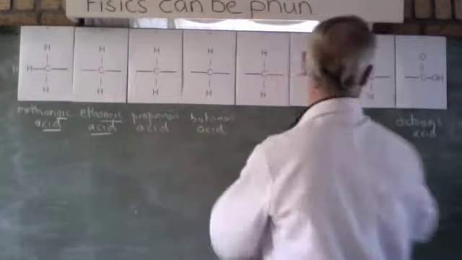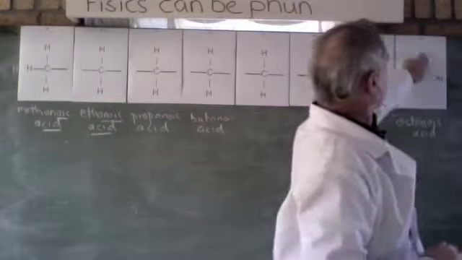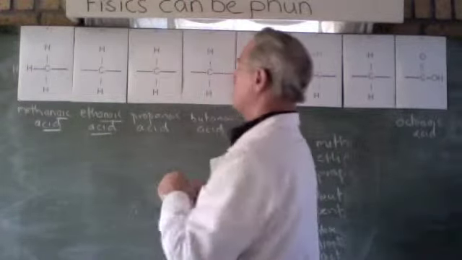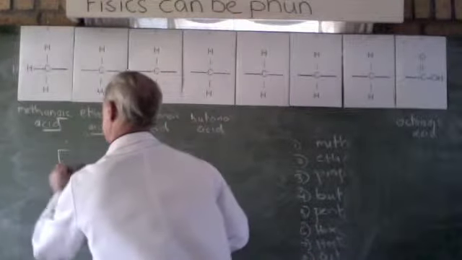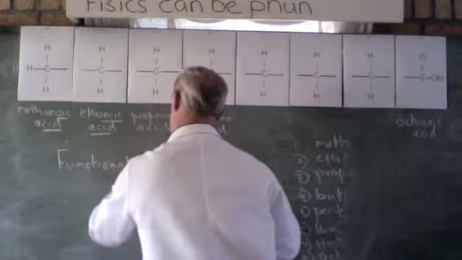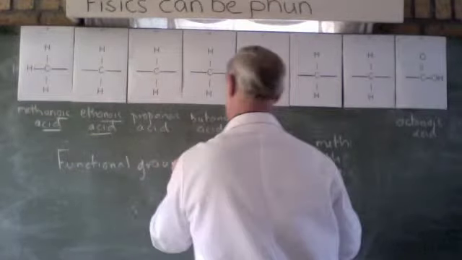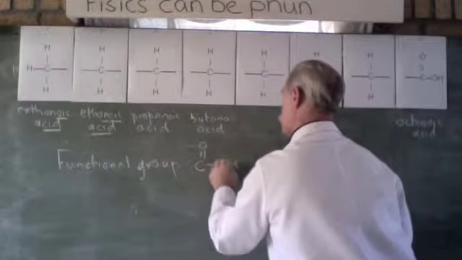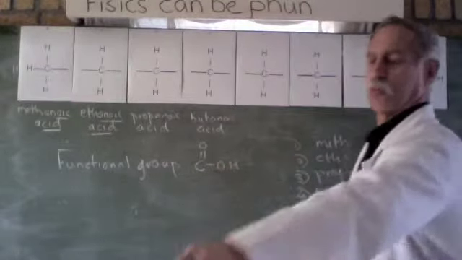Again, the reason being, whenever you see an oxygen, tends to have hydrogen bonds. So their functional group is this C double bond O, OH. That's its functional group.